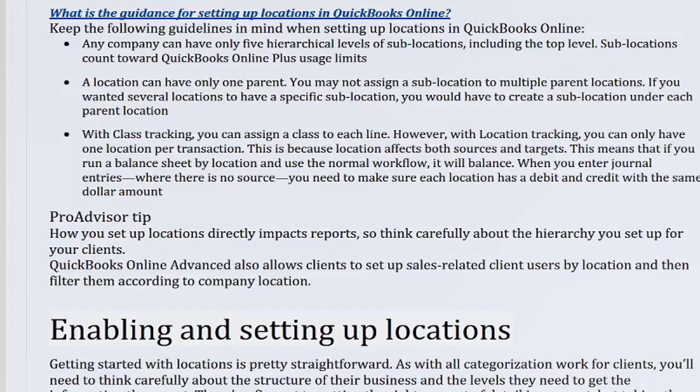With class tracking, you can assign a class to each line. However, with location tracking, you can only have one location per transaction. This is because location affects both sources and targets. This means that if you run a balance sheet by location and use the normal workflow, it will balance. When you enter journal entries, where there is no source, you need to make sure each location has a debit and credit with the same dollar amount.